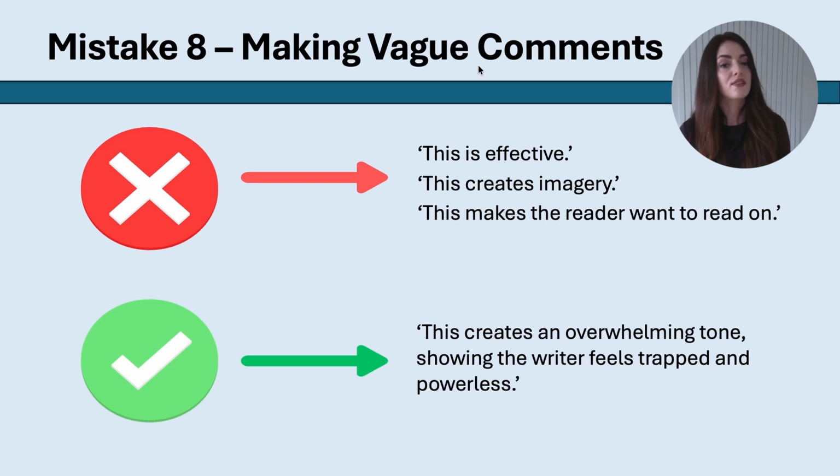Now you are being more specific, or instead of saying, for example, "This is effective," you would explain what the effect is. So this is effective because the violent imagery helps the reader understand how threatening and overwhelming the storm feels. Again, more precise. And instead of saying just "this creates imagery," you need to explain what kind of imagery, what atmosphere it creates, what it reveals about the writer's perspective. So you could say something like, "This creates dark and unsettling imagery, reflecting the writer's fear and discomfort." Or, "This creates vivid imagery of chaos and destruction, showing the writer feels powerless."